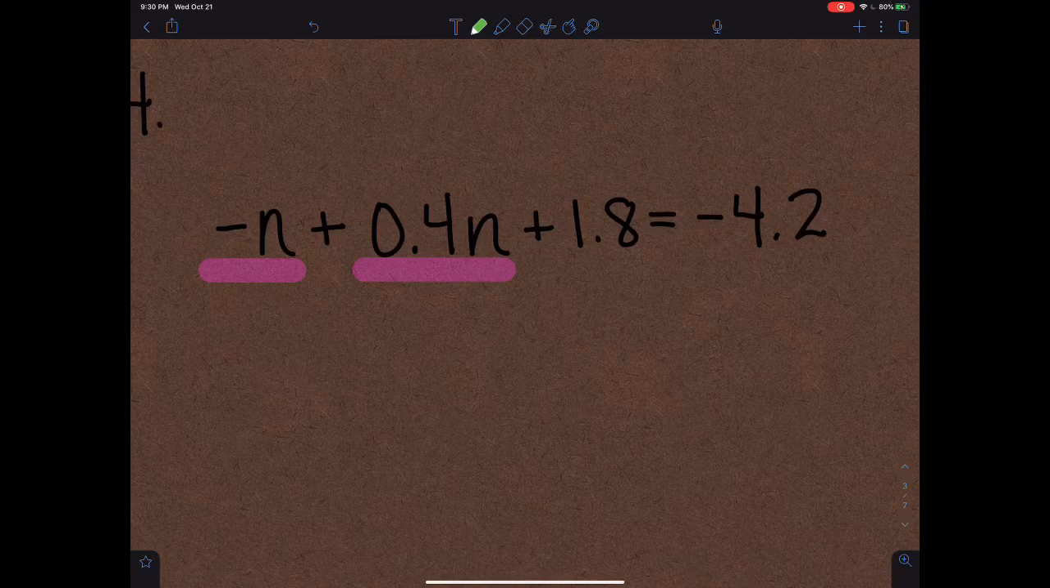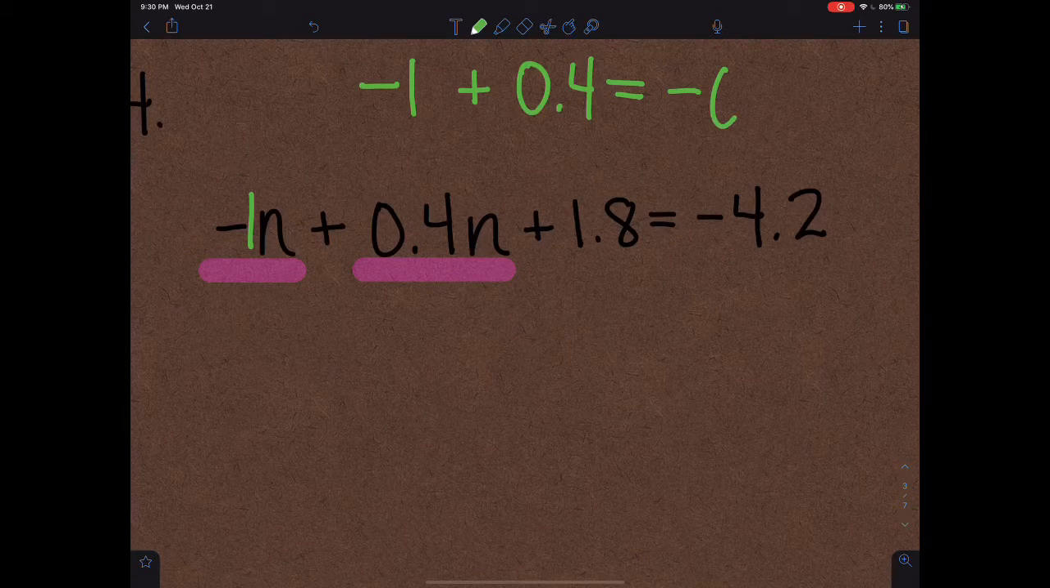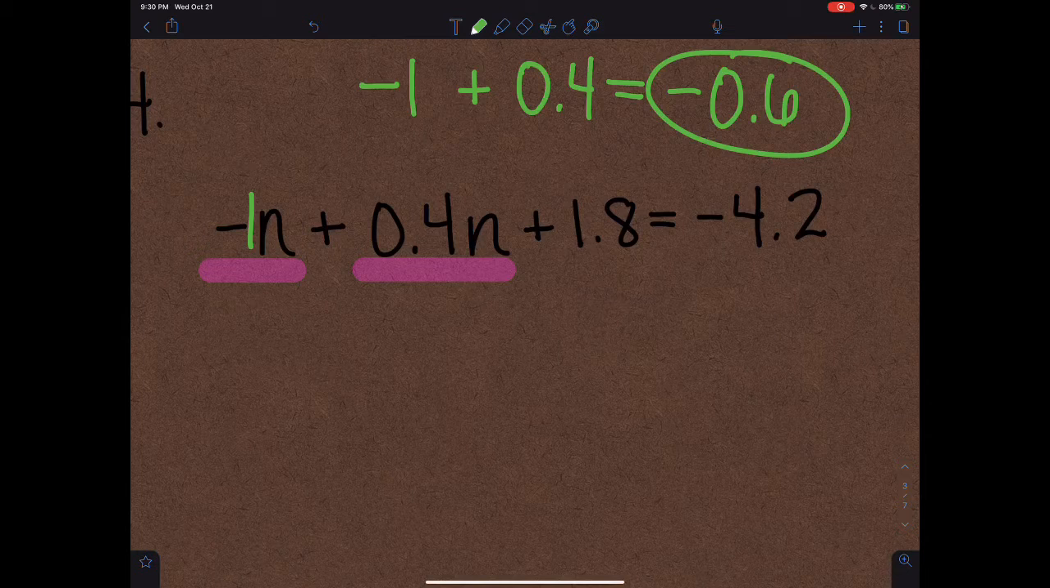So what do I have for coefficients? Well, I have basically a -1 and a 0.4. So what's -1 plus 0.4? The answer to that is going to be -0.6. Do you see how I did that? Because you start at -1 and you're going to add 0.4 to that, but you're still at -0.6. So with this in mind, this is going to turn these terms into -0.6n. Okay, so hopefully that makes sense because I just combined those together.